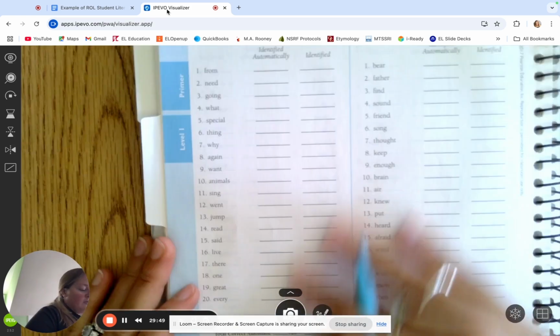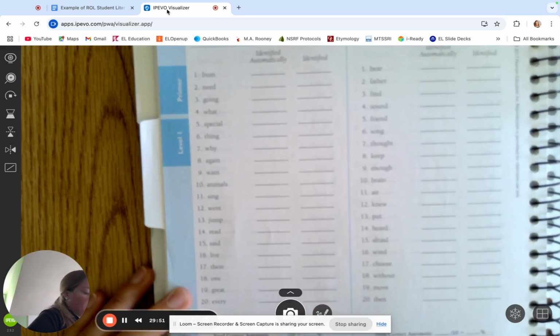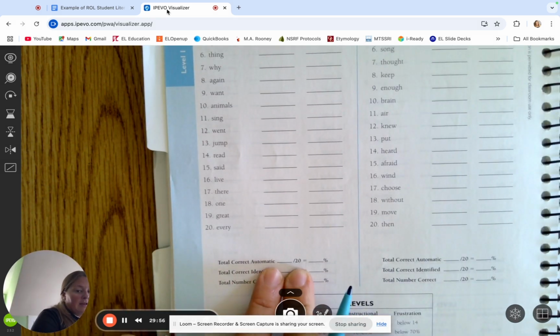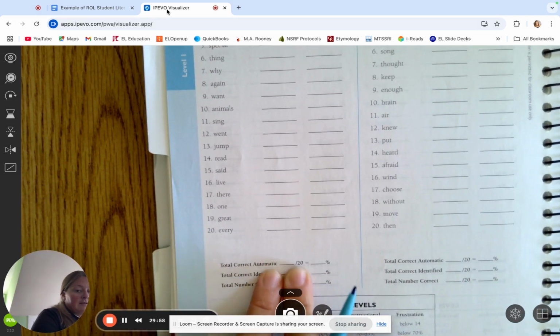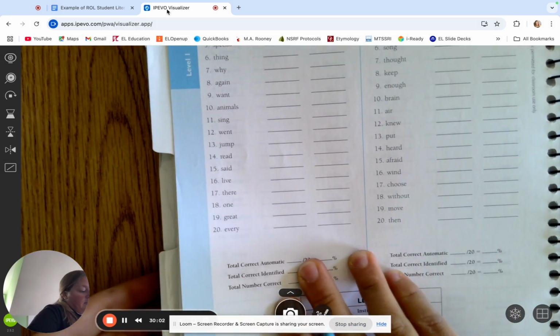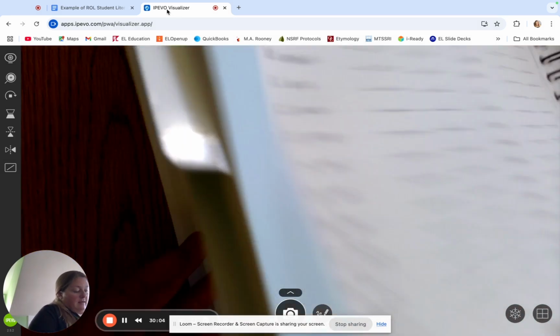But usually you hide this part from the student when you're administering. But you can see here it tells you how many they got correct, and it gives you the score. So let's actually look at this for a second.